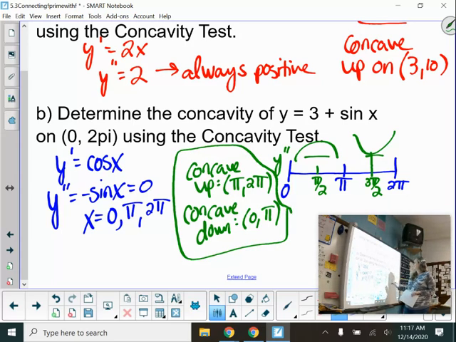And again, if you're doing the AP exam and they ask for justification, you would say because the second derivative is positive for the concave up, and because the second derivative is negative for the concave down.